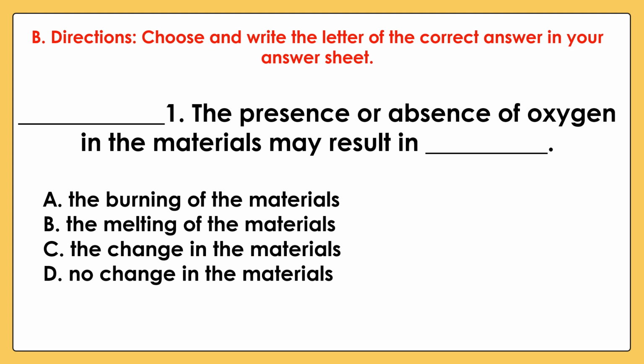Letter B, directions. Choose and write the letter of the correct answer in your answer sheet. Number 1. The presence or absence of oxygen in the materials may result in A. The burning of the materials, B. The melting of the materials, C. The change in the materials, or D. No change in the materials. The correct answer is letter C. The change in the materials.